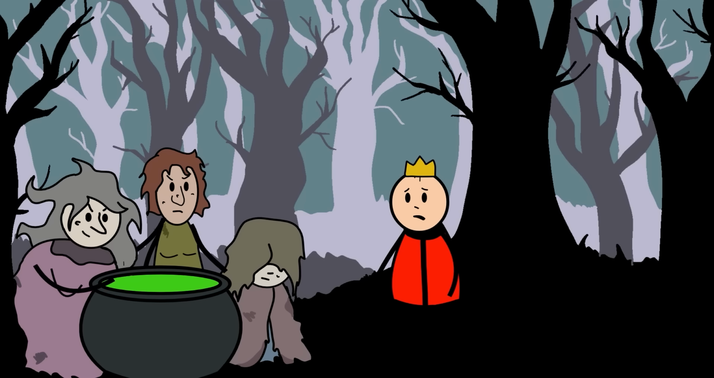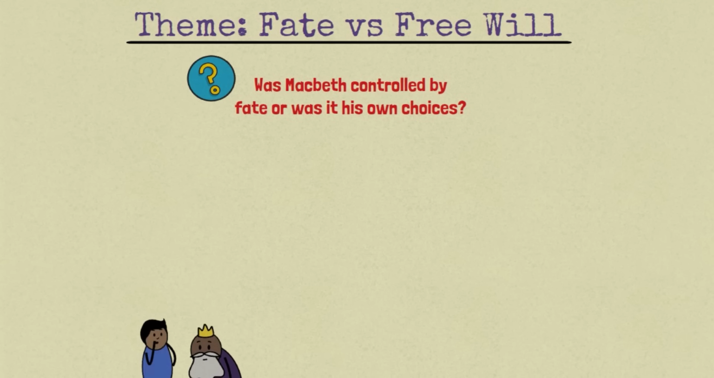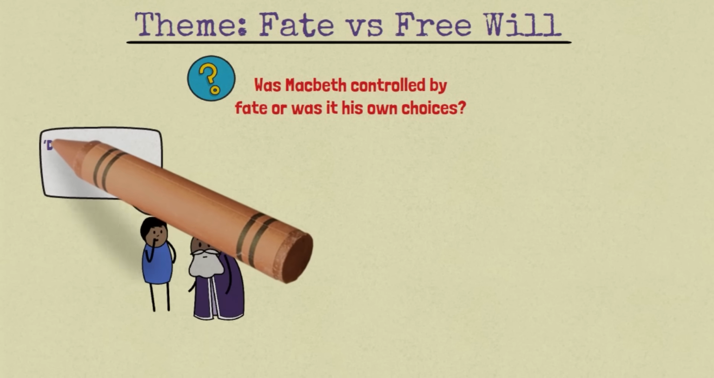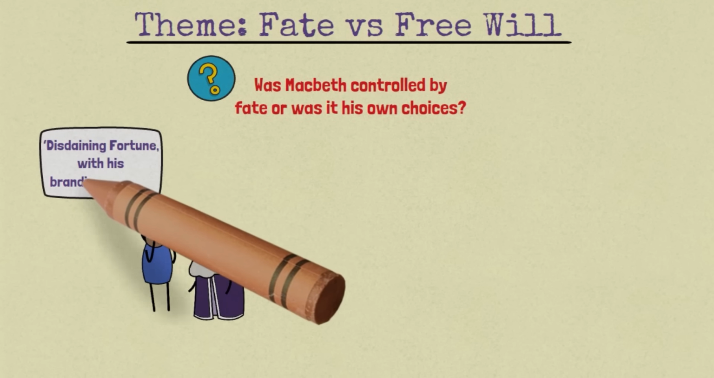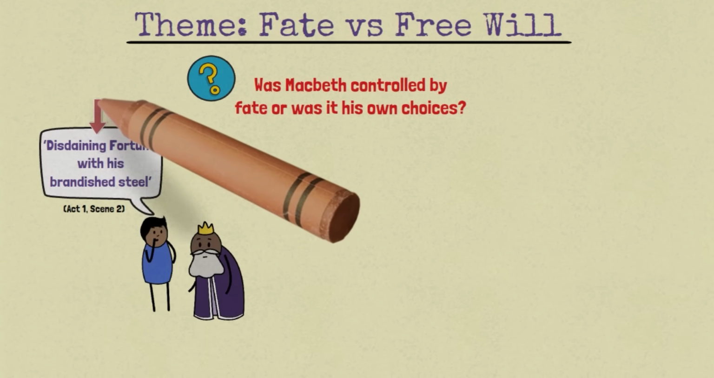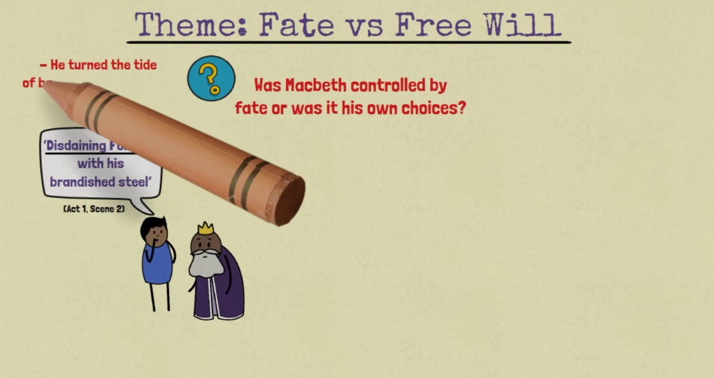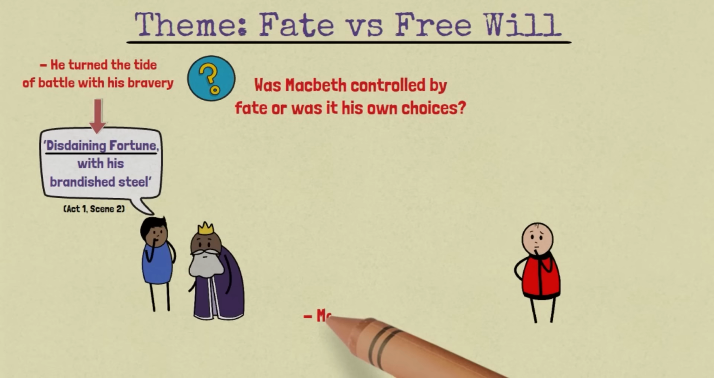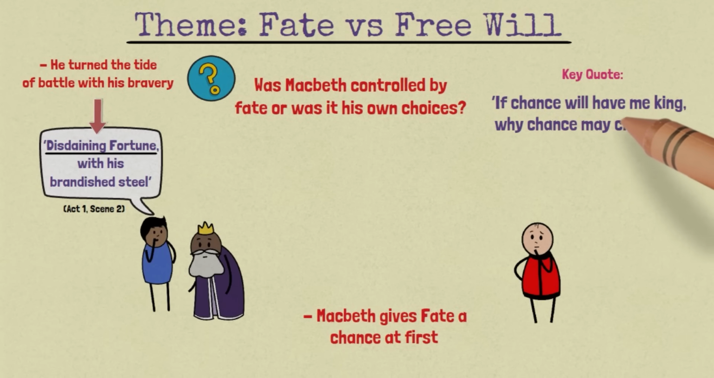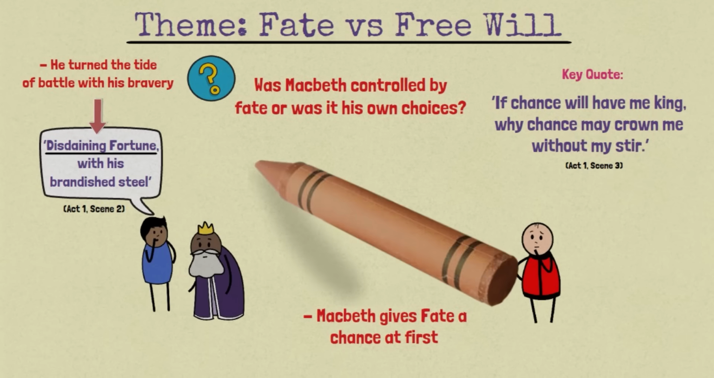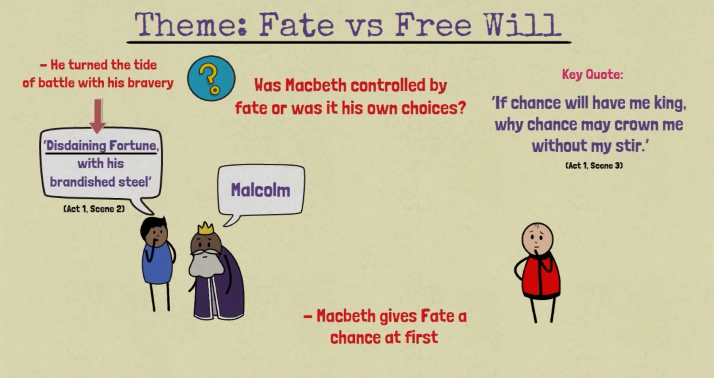In fact, when we first hear of Macbeth, the messenger tells the king that he won the battle by disdaining fortune with his brandished steel, meaning that they seemed fated to lose, but Macbeth turned the tide through his bravery. He even gives fate a chance when it comes to the witch's prophecies, saying, "If chance will have me king, why, chance may crown me without my stir." But when Malcolm is named heir, he takes matters into his own hands and murders King Duncan.